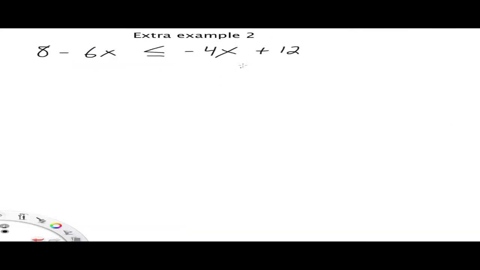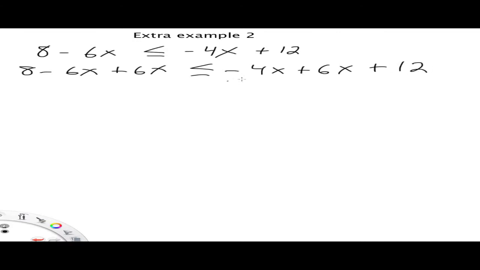Okay, guided example, extra example 2 for 4-5. We've got an inequality: 8 minus 6x is less than or equal to negative 4x plus 12. We're going to go ahead and solve that. I'm going to work to create the positive coefficient of x. So 8 minus 6x plus 6x is less than or equal to negative 4x plus 6x plus 12.